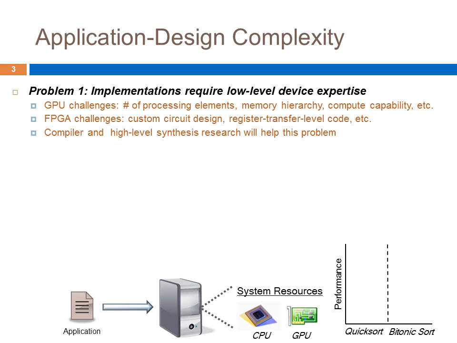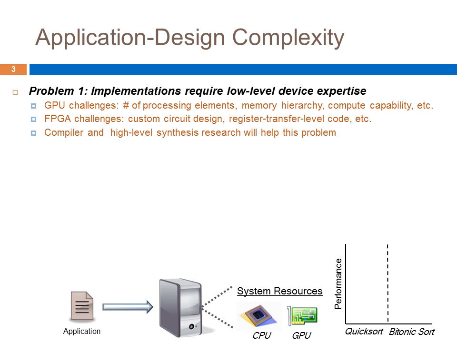So the first source of complexity is the fact that implementations for specialized accelerator devices generally require low-level device expertise. For example, if you're using a GPU, you likely have to consider the number of processing elements or the particular characteristics of the memory hierarchy or the compute capability. There's a large number of issues that you have to take into account to create a highly efficient implementation. For an FPGA, it gets even worse. You often have to create a custom circuit for your application using register transfer level code, which is a very difficult process.